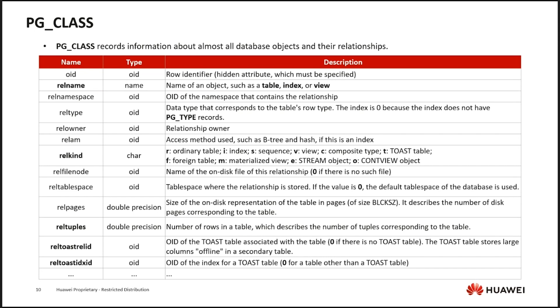And reltuples, which represents the number of rows in a table. It's important to note that the value of reltuples is an estimate. If one row in a table contains a large amount of data, for example, greater than 2 KB, it will be stored in a toast table. reltoastrelid indicates the OID of the toast table associated with the table. If there is no toast table, the value of reltoastrelid is zero. The toast table stores large columns offline in a secondary table.